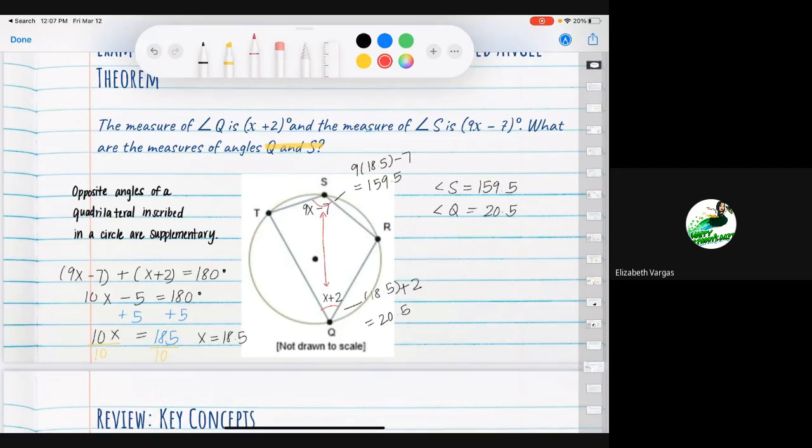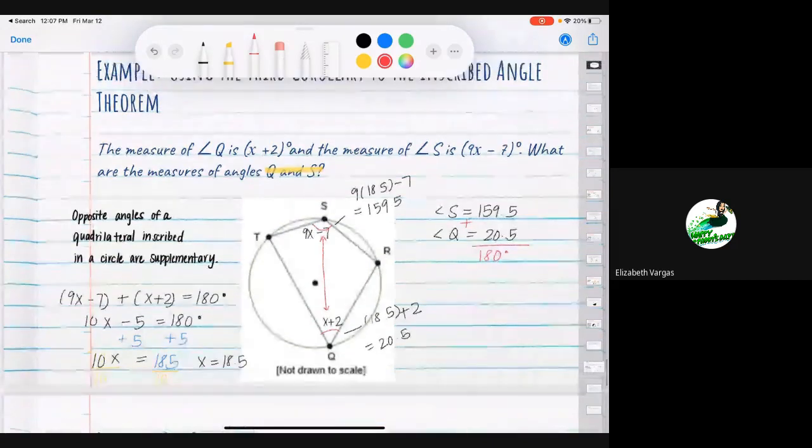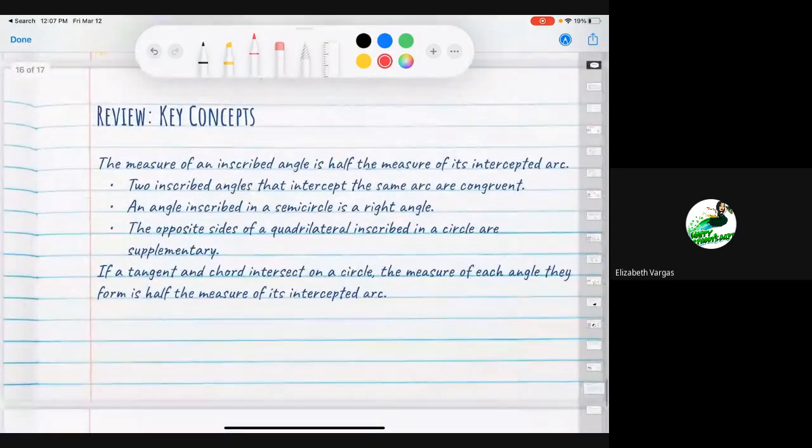And what you'll notice is if I were to add those together, I would get 180 degrees. So those two are in fact supplementary. Okay, any questions about this? Questions, concerns? Okay, so today we looked at a variety of theorems for circles.